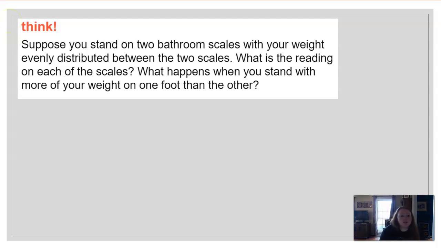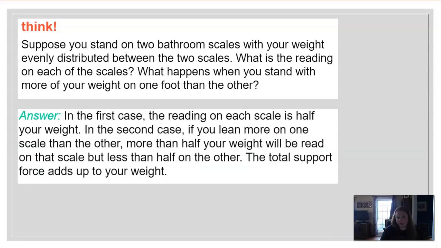Okay, suppose you stand on 2 bathroom scales with your weight evenly distributed between the 2 scales. What is the reading on each of the scales? What happens when you stand with more of your weight on one foot than the other? I want you to think about this for a moment and go ahead and write your answer. Go ahead and pause this video and write your answer.